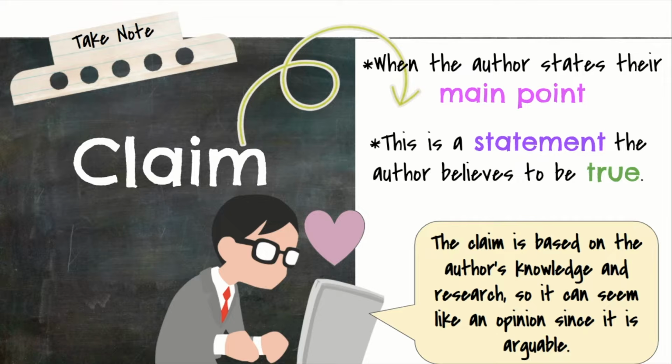And so a claim is based on the author's knowledge and research, so it can seem like an opinion since it's arguable. In fact, it has to be arguable in order to be a claim. So I can claim that Twinkies are the best snack food out there. And it seems like an opinion because it is, but it's also a claim because it's arguable, because other people would disagree with that.